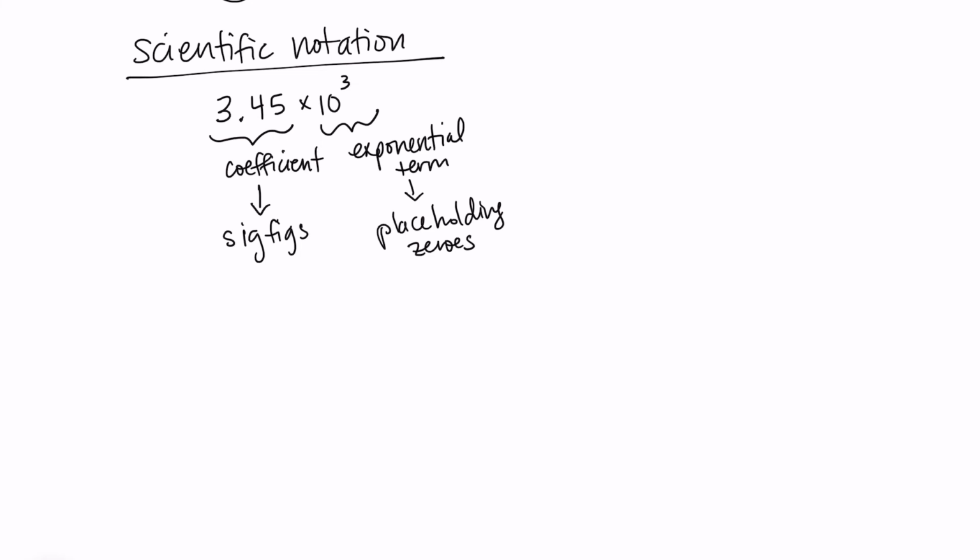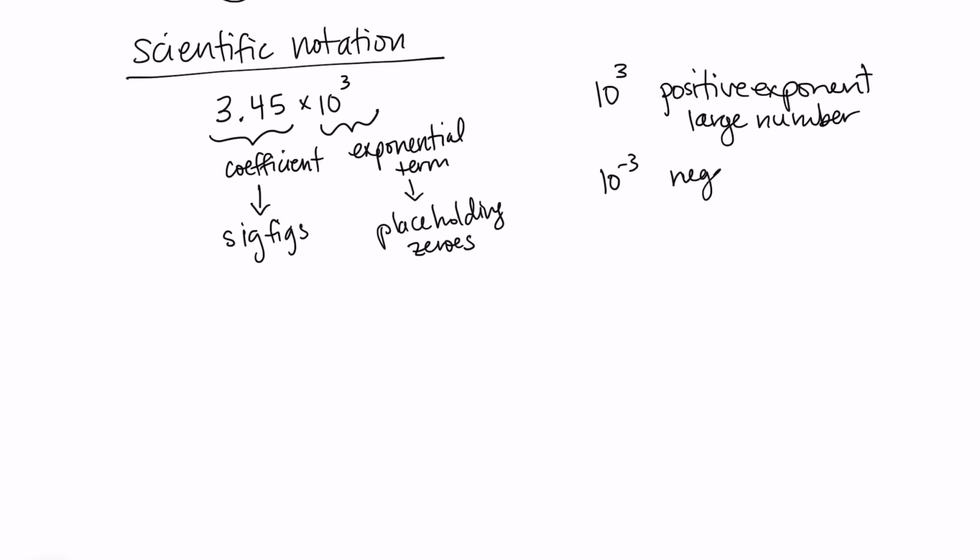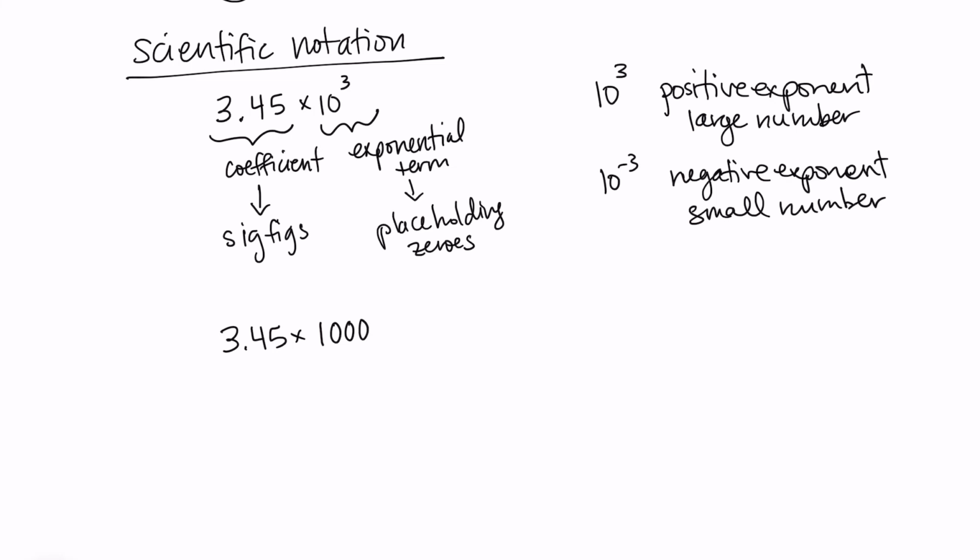When we put numbers into scientific notation or take them out of it, we want to pay attention to the exponents. If we have 10 to the third, that's a positive exponent, and that indicates we have a large number, greater than 1. If we have 10 to the minus third, that's a negative exponent, and that indicates a small number, less than 1. So 3.45 times 10 to the third is the same as 3.45 times 1,000, and I end up with 3,450. That's taking it out of scientific notation.